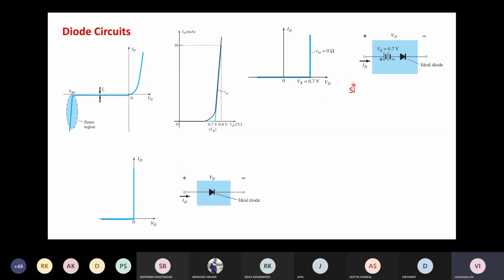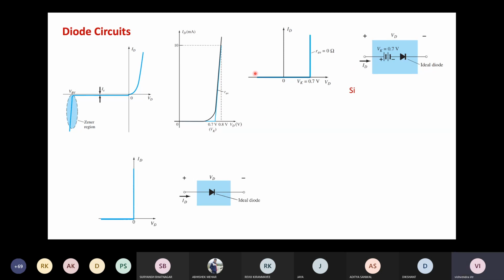As you can also see here, a silicon diode is the ideal diode, as if there is an ideal diode and a 0.7 volts battery in series. Before 0.7 volts, the net voltage across the diode is negative and it is switched off. As soon as the voltage reaches above 0.7 volts, the net voltage across this diode is positive and it is turned on. It is switched on, or it becomes short circuited.